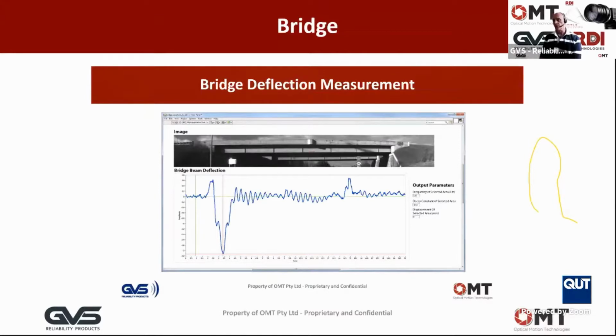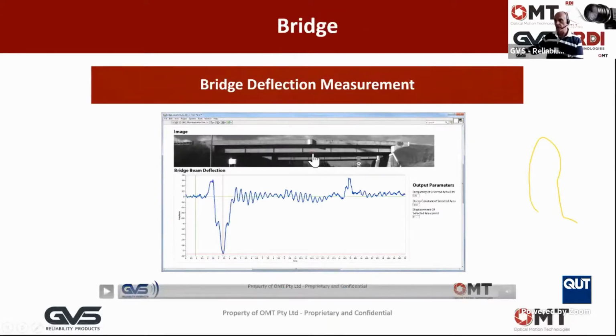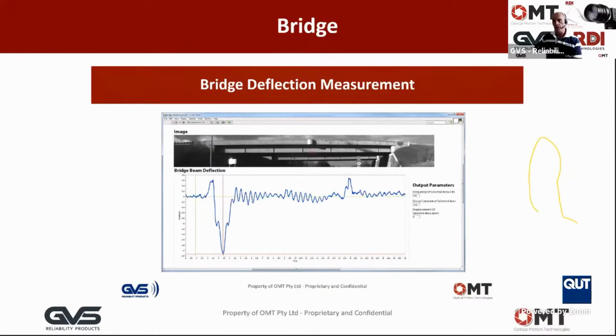Now, as I said, those regions of interest, there's a little square red region of interest there in the middle of the bridge, but there's no limit to the number of regions of interest that we draw on a particular image to extract an amplitude and a frequency from that video footage.